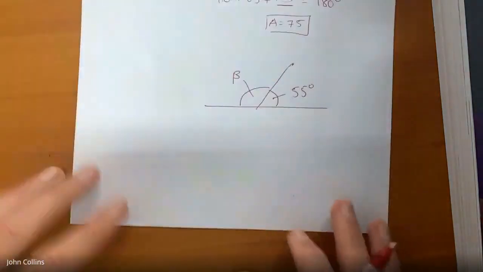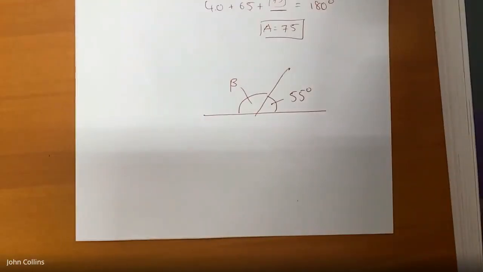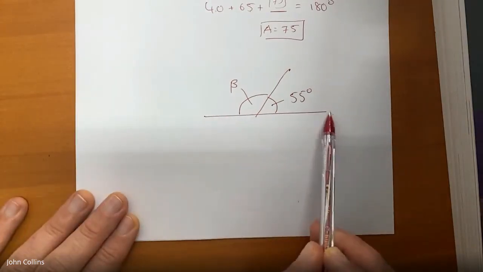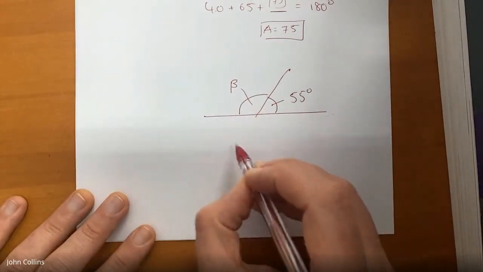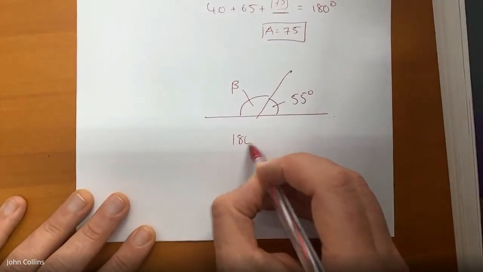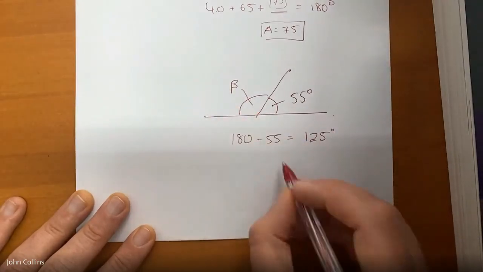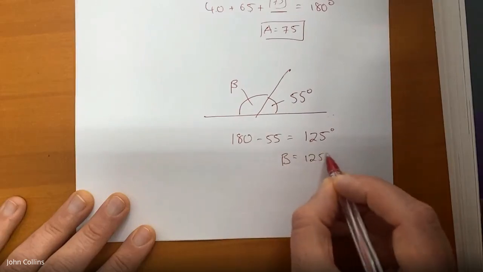Okay. What is the value of beta here? What is the value of the B? Okay, we have some correct answers. This is a straight line, so a straight line has 180 degrees as well. A lot of 180 degrees going on. 180 degrees, take away 55, leaves me with 125 degrees for beta. So B, or beta, is 125 degrees.